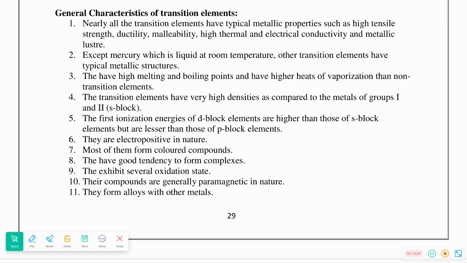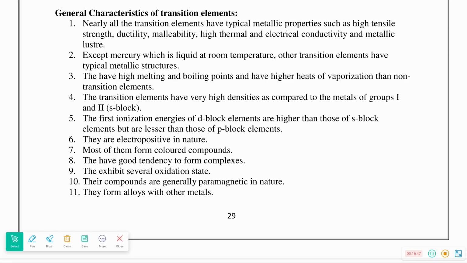You know that from left to right atomic size decreases. That means electrons are more attracted towards the nucleus. So it requires more energy to remove the electron. That is why it is mentioned that first ionization energies of D block elements are higher than those of S block elements but are lesser than those of P block elements. So it is clear, lesser than those of P block elements.